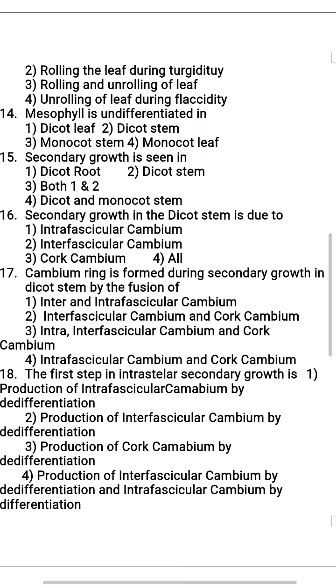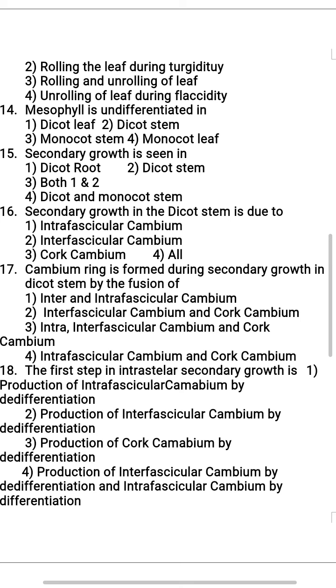15th question. Secondary growth is seen in option 1, dicot root; option 2, dicot stem; option 3, both 1 and 2; option 4, dicot and monocot stem. The correct answer for this question is option 3, both 1 and 2. Let's discuss in detail regarding this secondary growth.